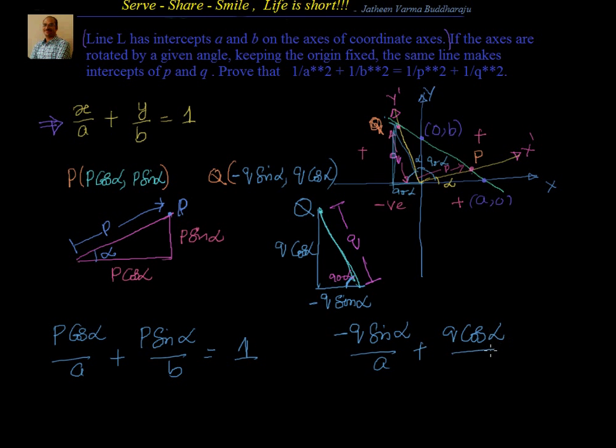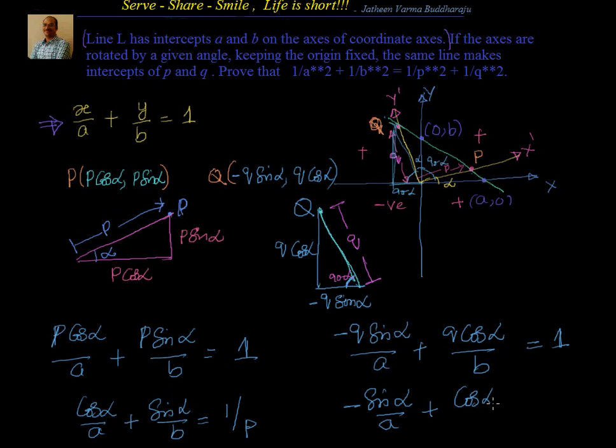Now since p seems to be all over, that is lowercase p actually, can I write it as cos alpha by a plus sin alpha by b is equal to 1 by p. Similarly, minus sin alpha by a plus cos alpha by b is equal to 1 by q. Now this is our equation number 1 and this is our equation number 2. Now what we will do, we will add up 1 square and 2 square, and we will do it on both left hand side and right hand side. We should be able to get our equation.